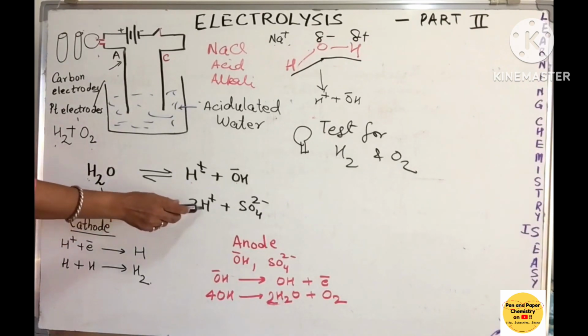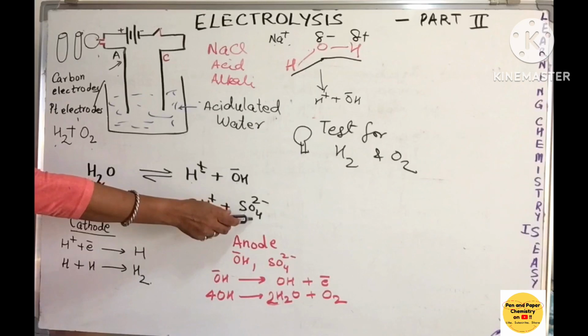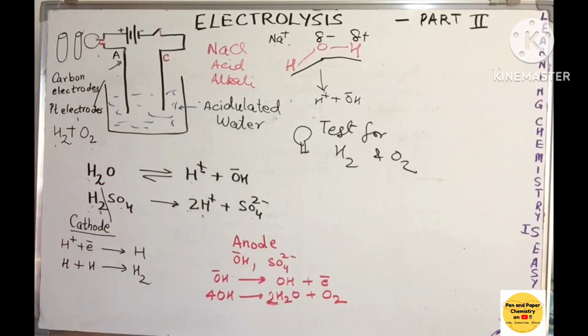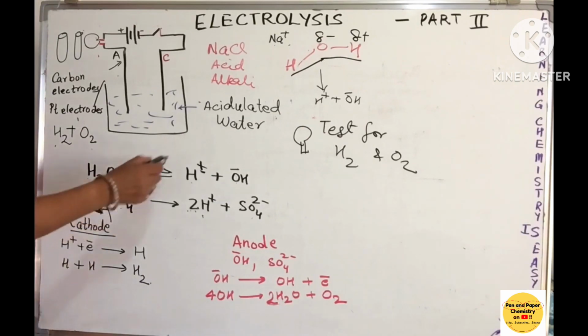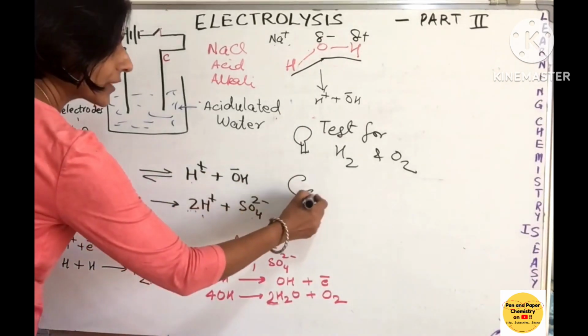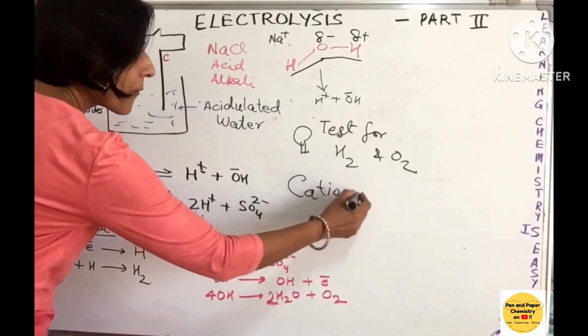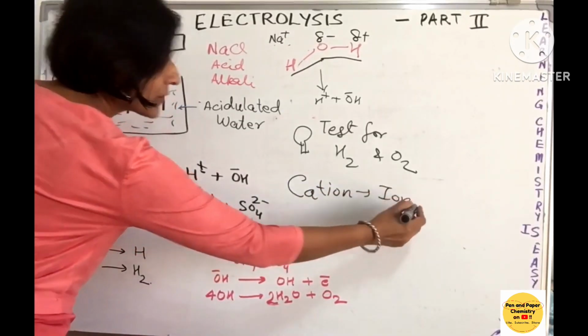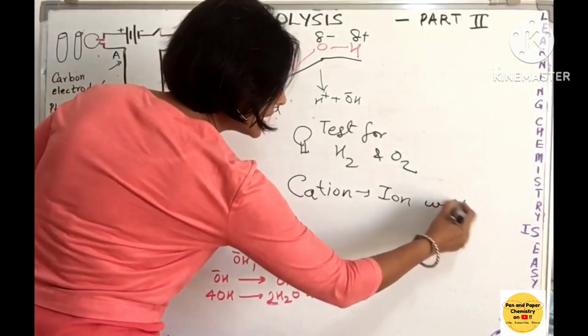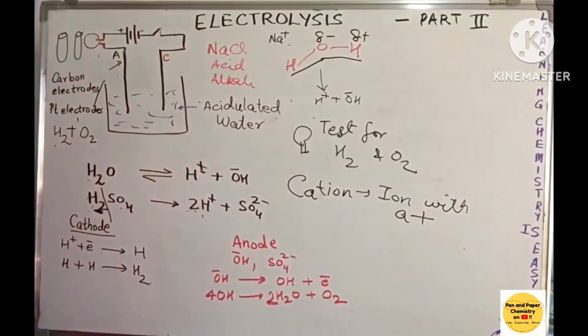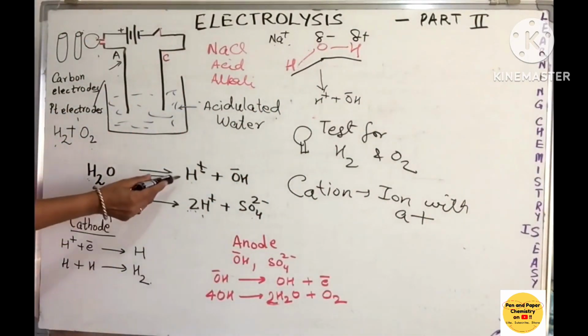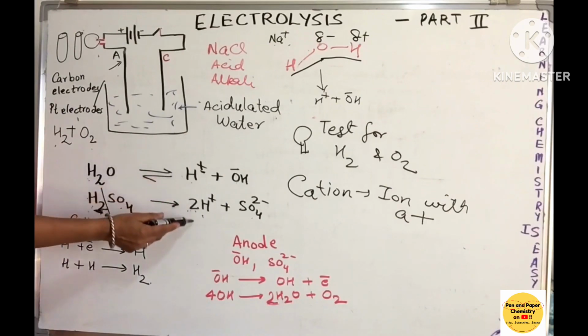Hydrogen, 2H positive and sulfate ions, right? The 2 comes from the subscript over here because there are 2 atoms of hydrogen involved in the formation of sulfuric acid. Cation. I remember it as ion with a cut, right? So here the ions with a cut are hydrogen ions.